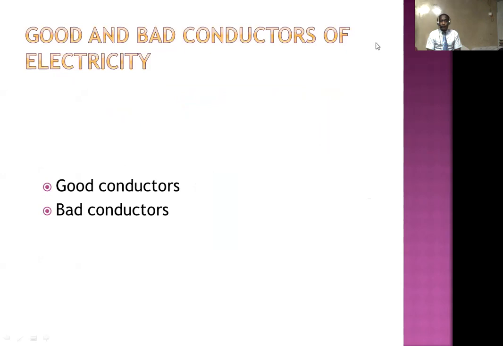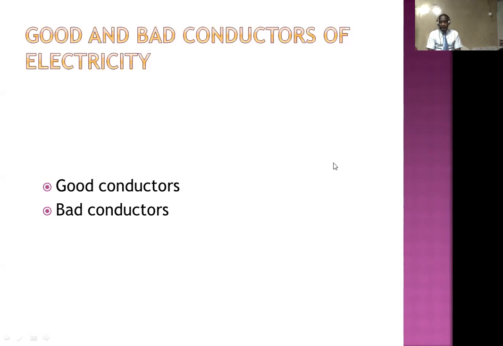We move to good and bad conductors of electricity. Pupils, good conductors of heat and bad conductors of heat. We start with good conductors of heat. Pupils, materials that allow electricity to pass through them easily are known as good conductors of electricity. All metals are good conductors of electricity. Some materials only allow a small amount of electricity to pass through them and are known as poor conductors of electricity.